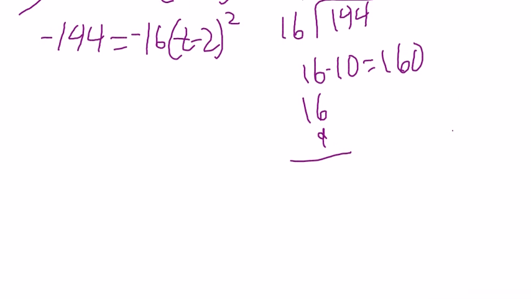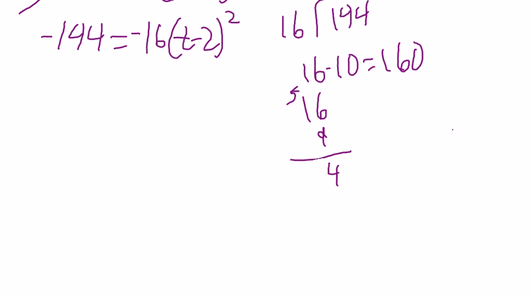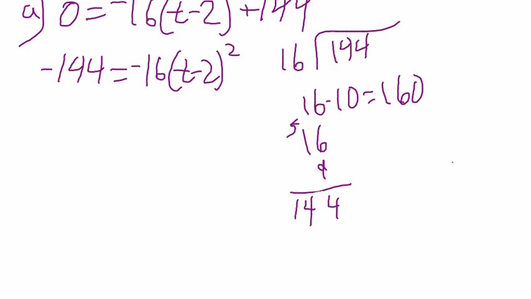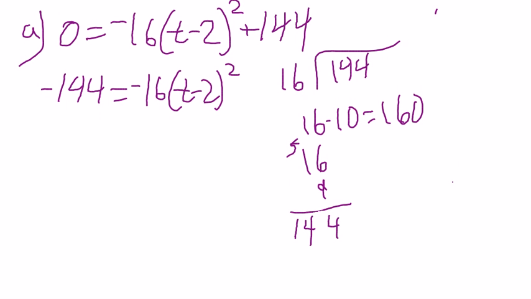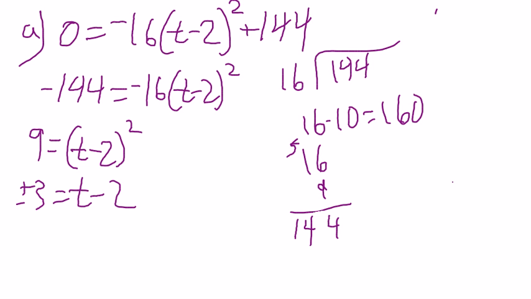9 times 6 is 54. How does math work again? Oh yeah, 9 times 6 is 54. Put that 5 up there. 9 times 1 is 9, plus 5 is 14. So hey look, 9 goes evenly. So the whole point of that again was to get 144 divided by 16 is 9 equals (t - 2) squared. So now go ahead and square root both sides to get plus or minus 3 equals t - 2.